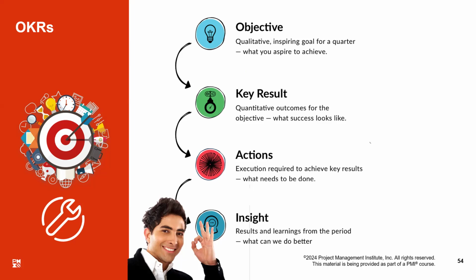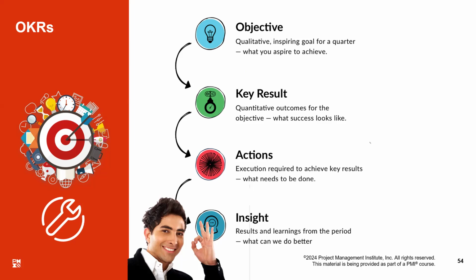So key results are quantitative outcomes for the objective, what success will actually look like, whereas the objectives are what you aspire to achieve. That is just a dream, but this is now a reality. Now, with these key results in mind, we will design our action, the execution required to achieve the key results. So those are the steps we need to take, like we identify the activities in project management which will be done to achieve certain targets.